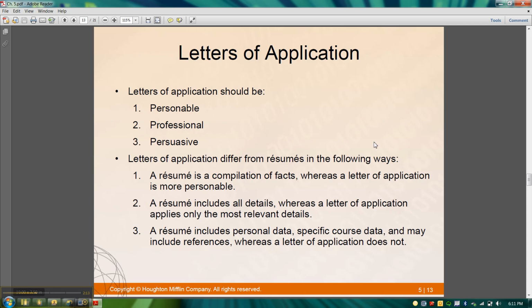I do want to look at some things out of the textbook. On page 151 is where they start to talk about letters of application. It says they should be these 3 things. Letters of application should be personable, professional, and persuasive. A lot of people think that they are the same thing as the resume, which is not true. A resume is a compilation of facts, whereas the letter of application is more personable. Actually, what the letter of application is going to do is it's going to sell you. You are the product. You're the thing that you're trying to sell, and you want that company to know why you are the best person for the job.